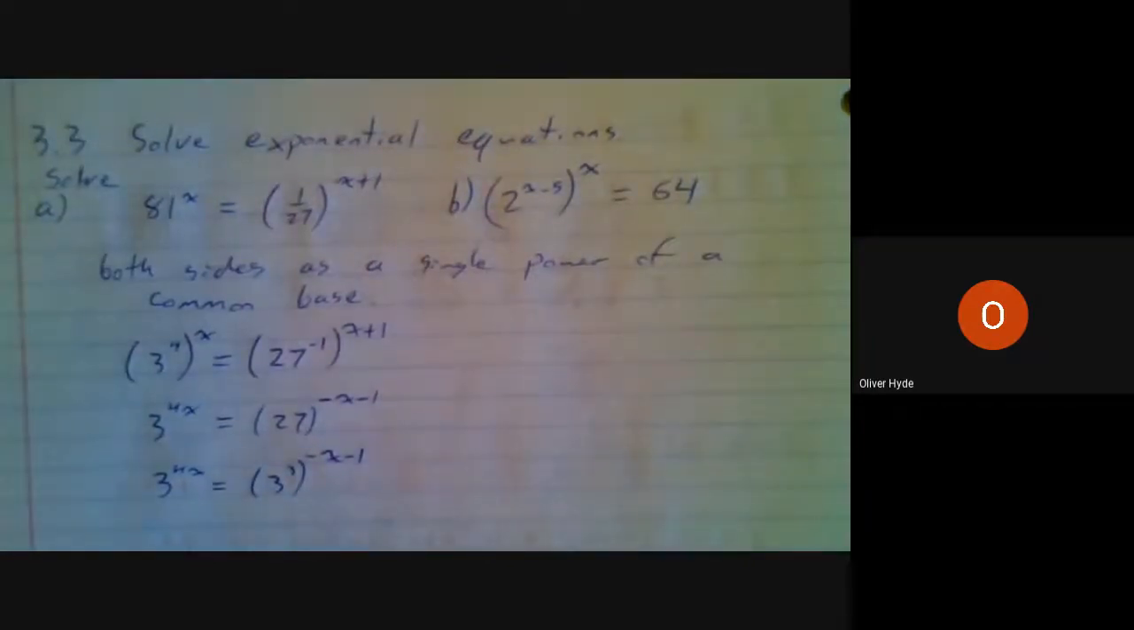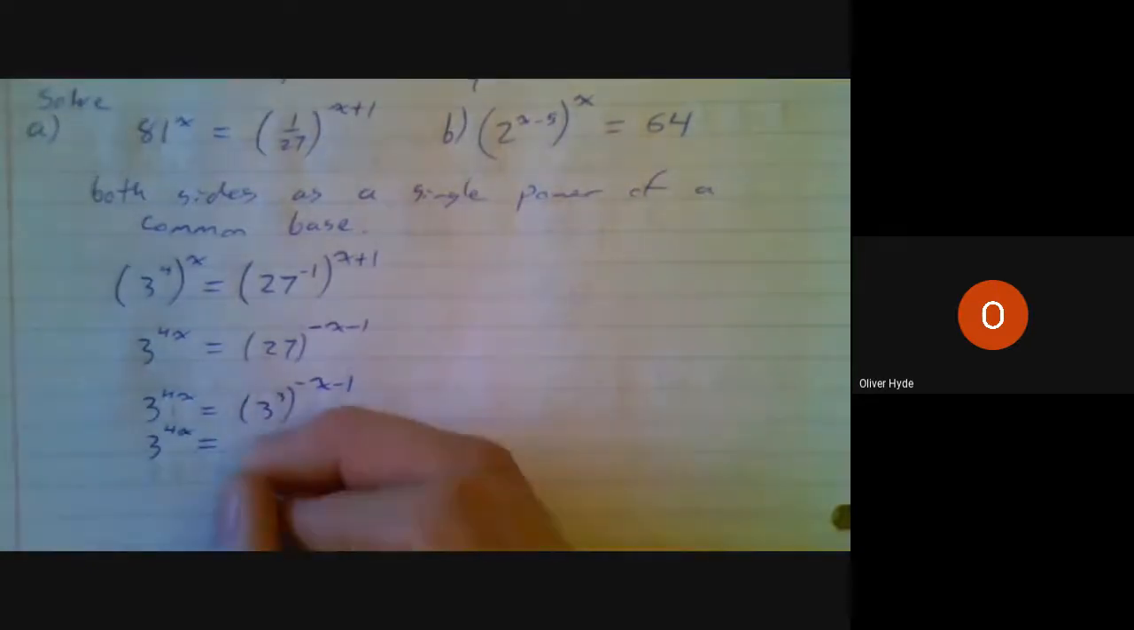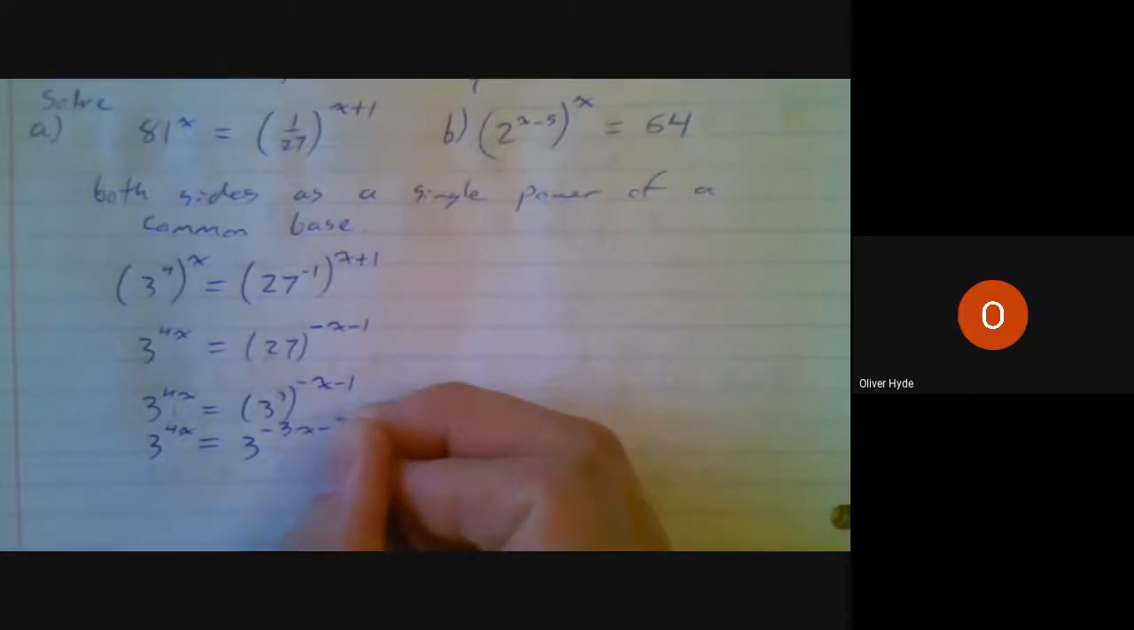And then let me stress something that's difficult to stress in the lesson. I expect you to show your reader both sides as a single power of a common base. We are not set to equate our exponents because right now the right-hand side is not a power of 3. The right-hand side is a power of 3 cubed. So show your reader the left-hand side is a power of 3 with an exponent of 4x. The right-hand side is a power of 3 with an exponent of, I guess, negative 3x minus 3.